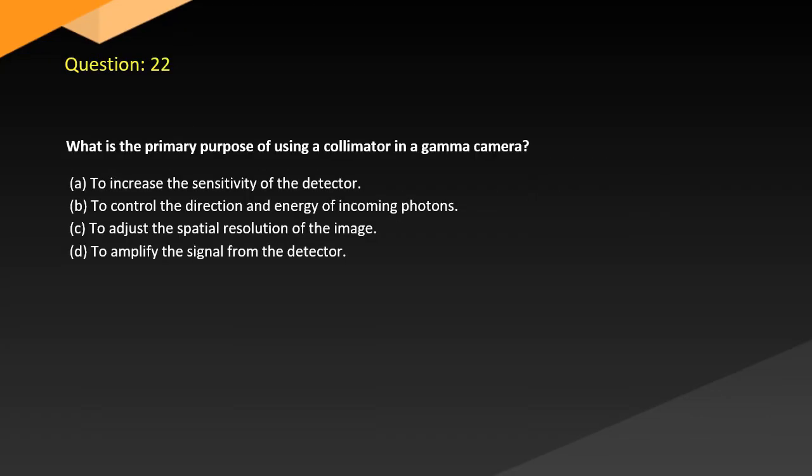Question 22. What is the primary purpose of using a collimator in a gamma camera? A. To increase the sensitivity of the detector. B. To control the direction and energy of incoming photons. C. To adjust the spatial resolution of the image. D. To amplify the signal from the detector.